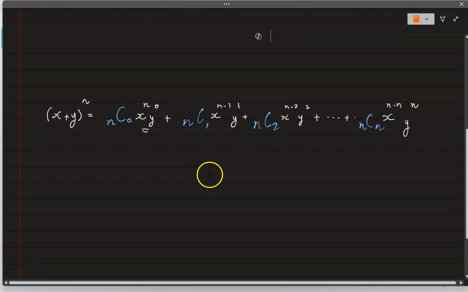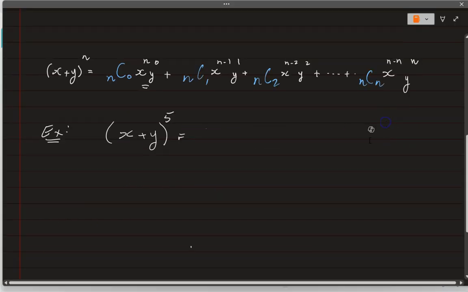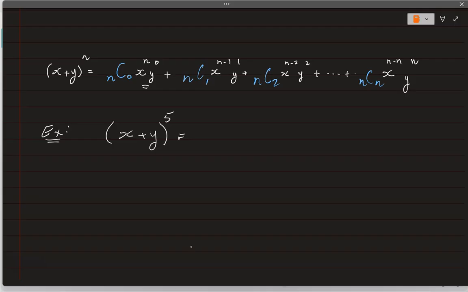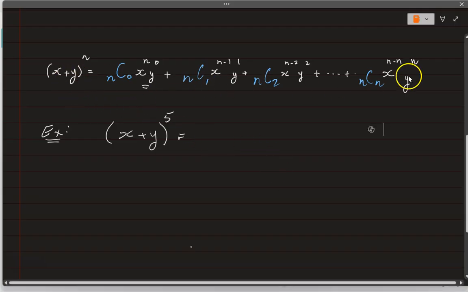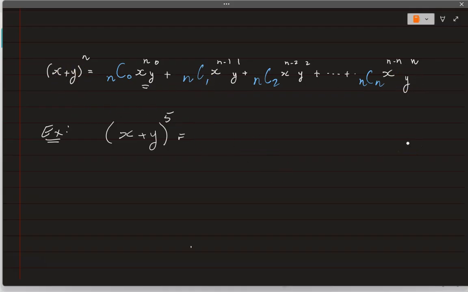Okay, let's go through a couple of examples of how this is going to be useful. All right. So let's expand (x + y)^5, okay? And we're going to go through and use this expansion form, and it's very simple, all right? So we start with 5 choose 0, x^5, y^0, plus, and then you just go through 5 choose 1, x^4, y^1, plus dot, dot, dot.